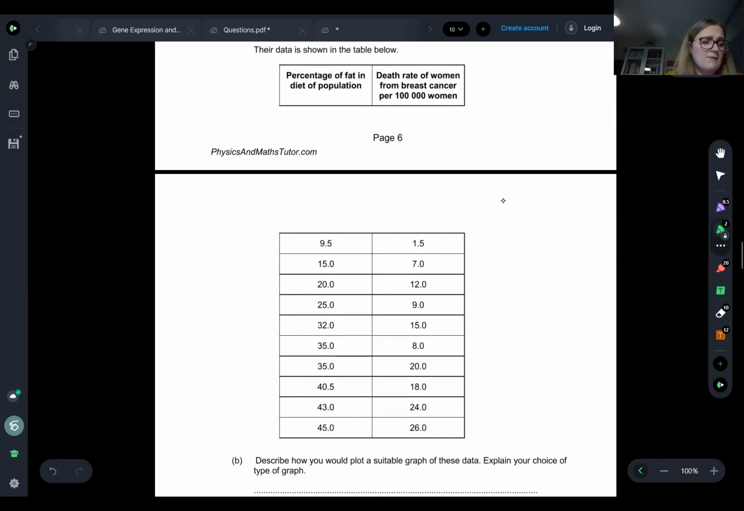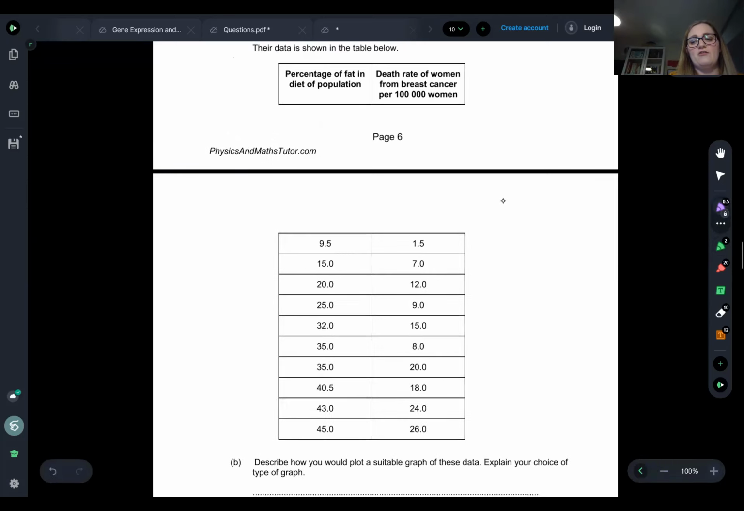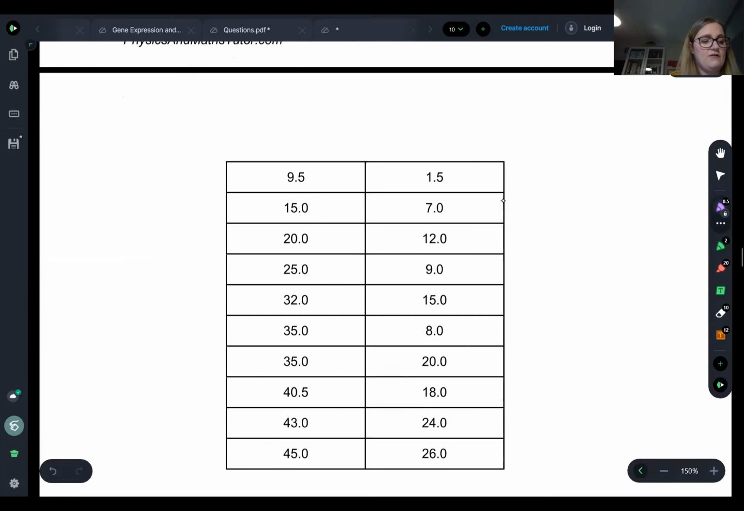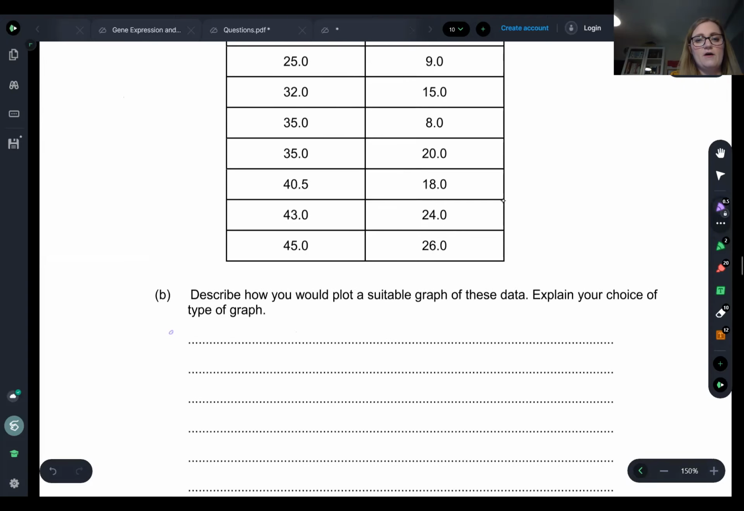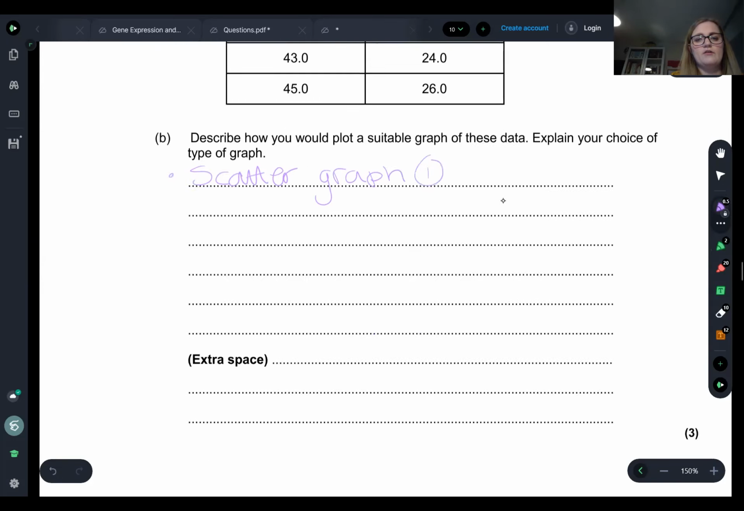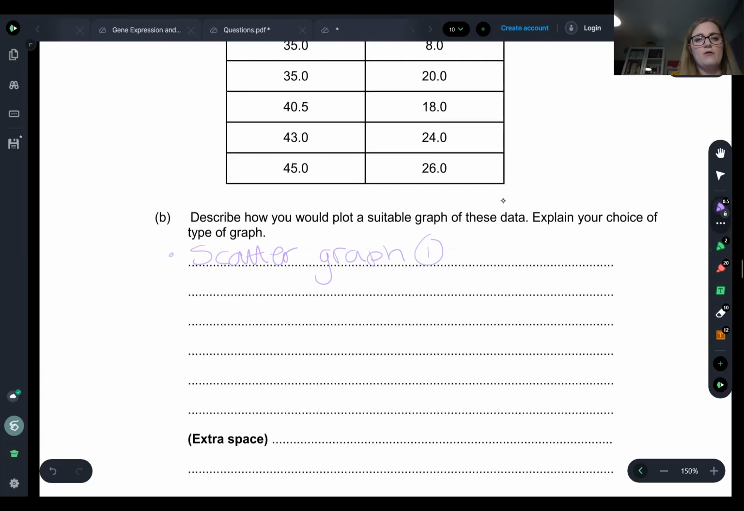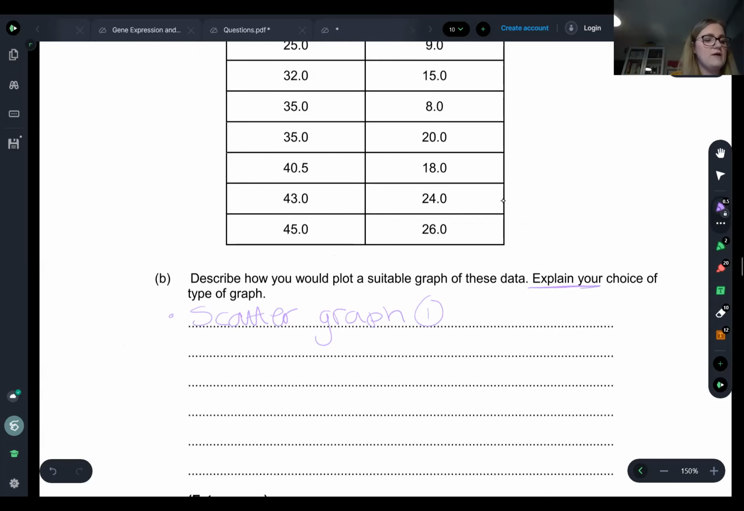So we've got one variable against another, okay? Your suitable type of graph for this is, we've got percentage of fat against death rate. We would want to do a scatter graph for this. A scatter graph would be sensible. So first mark, say what type of graph? Scatter graph. 1 mark. If you don't say anything else than that, you only get that 1 mark, but we need to explain your choice and how we would plot it.